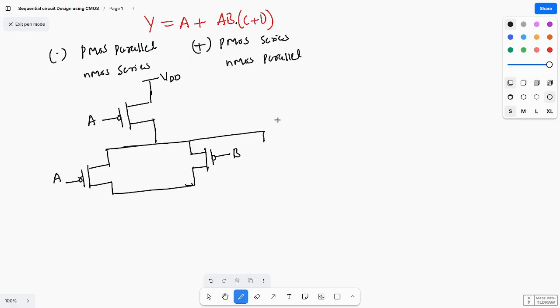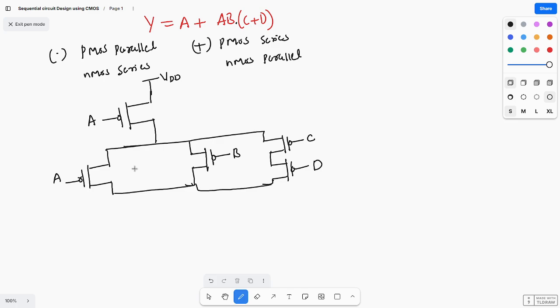Because this is AND operation, this is parallel. C OR D is nothing but series. So two more transistors, PMOS and PMOS, so this is C and D, and these two are connected like this. You got the first expression in the PMOS?